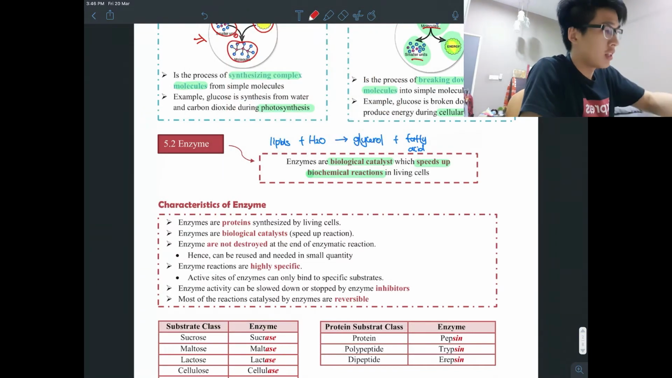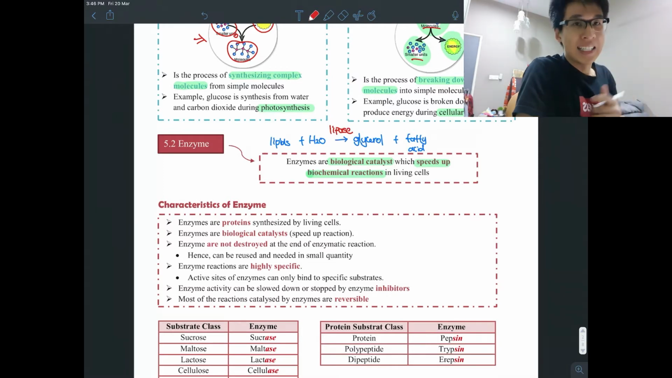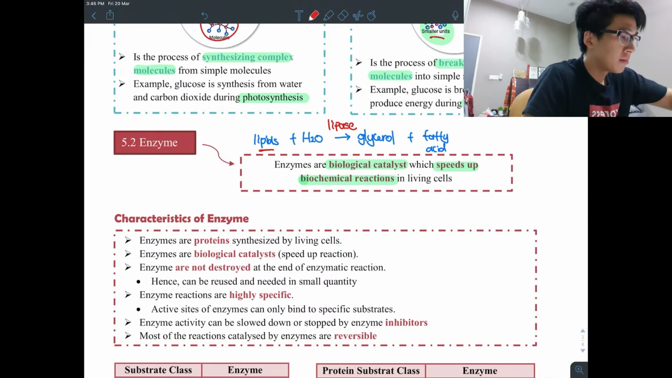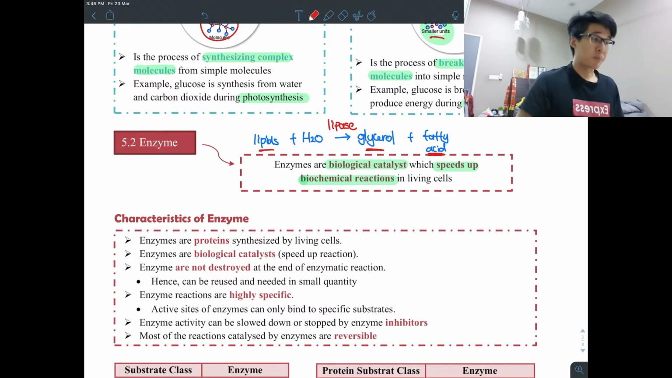We learned before that the enzyme that digests lipid is called lipase. Lipase will speed up the digestion process so lipids can be quickly broken down into glycerol and fatty acid. So instead of 1 or 2 days, within a few hours the digestion is complete.